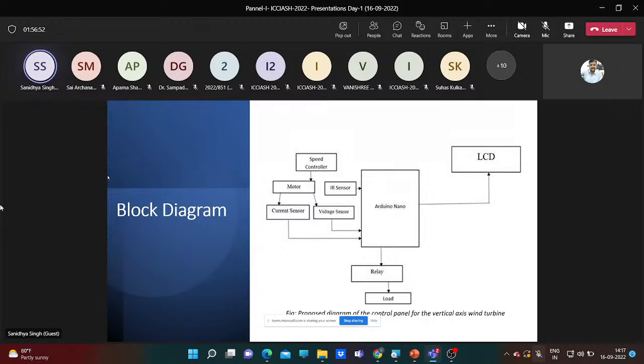Here we have used an Arduino Nano and an LCD display to display our various parameters such as voltage, current, and RPM. We have used a current sensor and a voltage sensor. The voltage is sensed by a voltage divider circuit. And we have used a relay to cut off the power supply after a certain RPM, which is 700 RPM. We have used the relay to cut off the power generating supply.